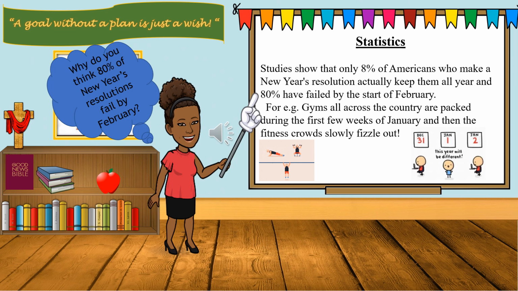For example, gyms all across the country are packed during the first few weeks of January, and then the fitness crowds slowly fizzle out. I have a question. Why do you think 80% of New Year's resolutions fail by February?